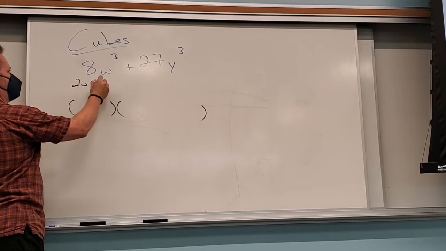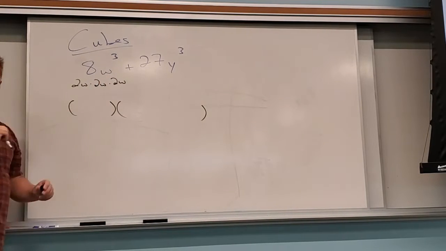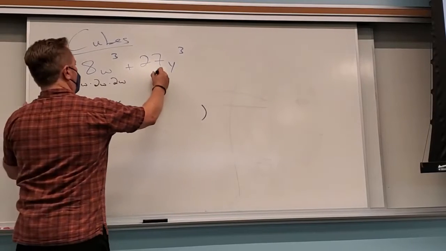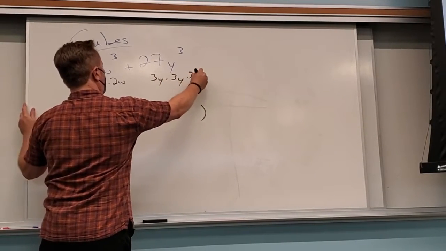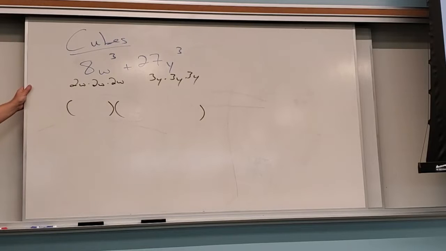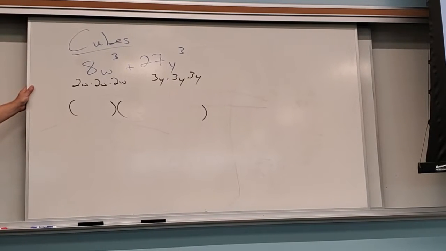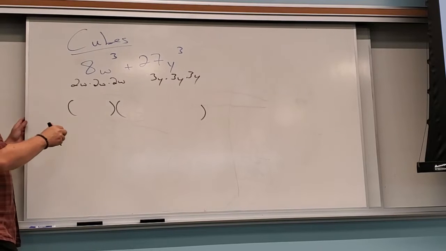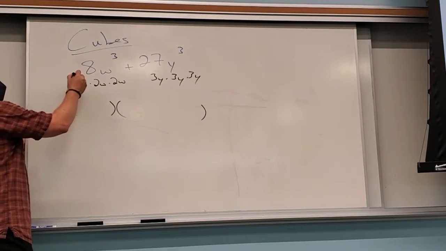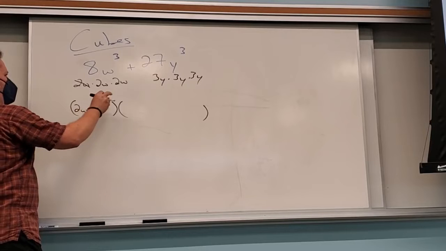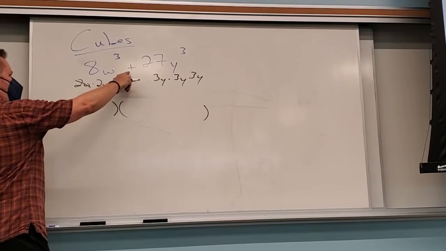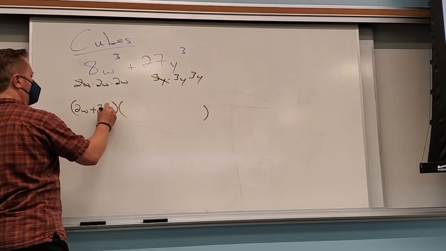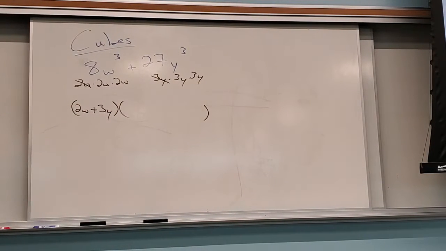2w, 2w, 2w. Is that cool? And what about 27y cubed? 3y, 3y, 3y. Okay. What goes in the little tiny dude? One of these. 3y. Plus one of these. Because he's a little tiny dude, you can only fit one of those.